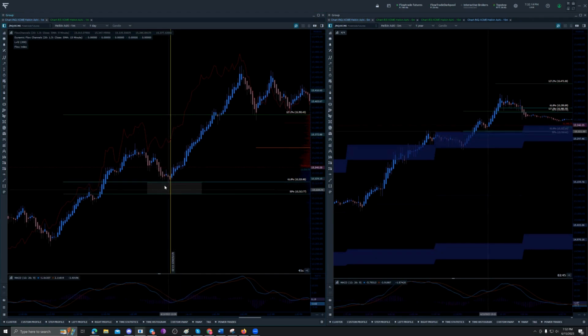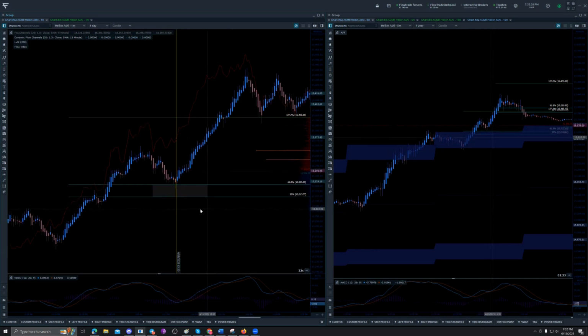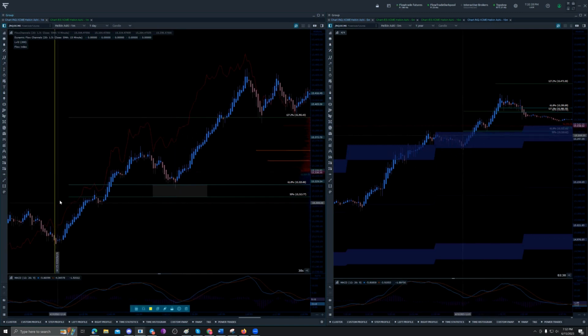And so if this doesn't work out and it breaks below this, we're not managing a stop loss down here or a percentage or whatever. The trade didn't work out. It's off. We don't need to worry about it. This is a hard line in the sand.